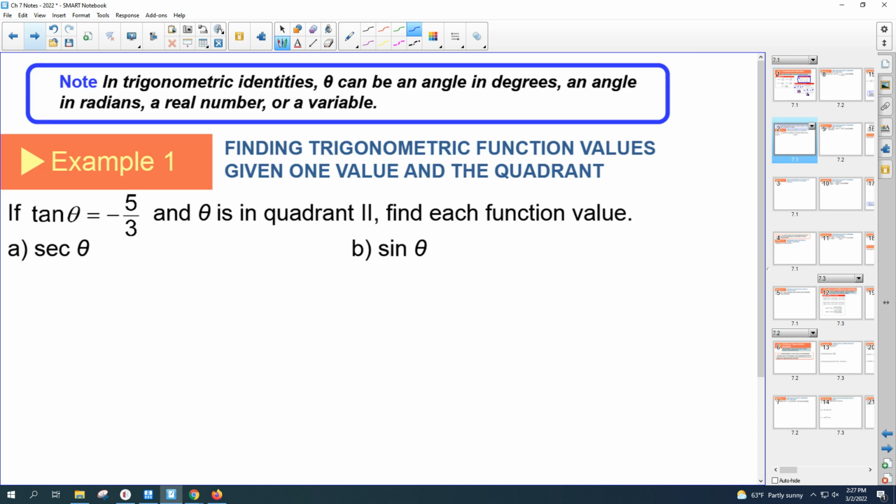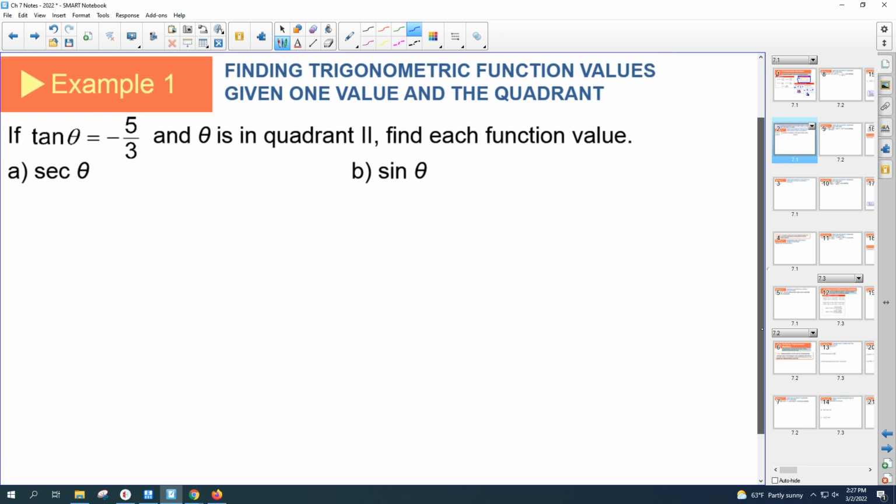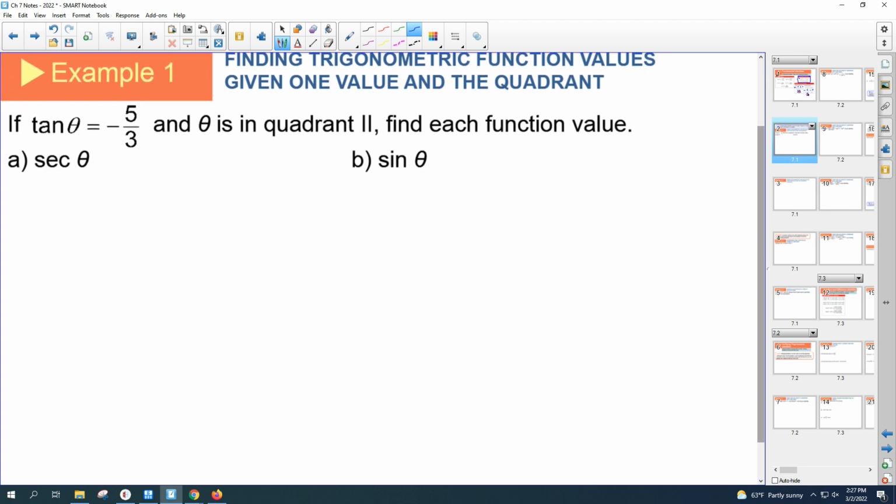Example 1, find trig function values given one value in the quadrant. Okay, we've actually done this problem before. If tangent theta equals negative 5/3 and theta is in quadrant 2, find each function value. When we did it before, we spent a lot of time on it in chapter 5, actually. We drew a picture of theta in quadrant 2. We needed x and y and r, and once we found x and y and r, you could give me any of the 6 trig function ratios, right?